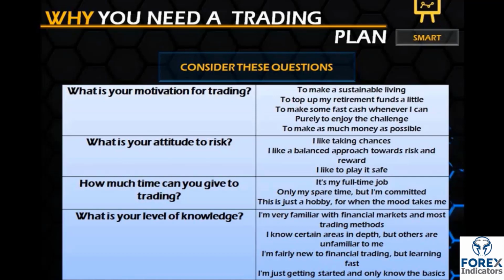So if you like to make, let's say, a sustainable living, maybe you would want a more balanced approach towards risk and reward, or to make fast cash whenever. If you try to make fast cash, obviously you must take a lot of risks. You must take chances. So that goes hand in hand. Just match all these questions together and get your answer out of this.